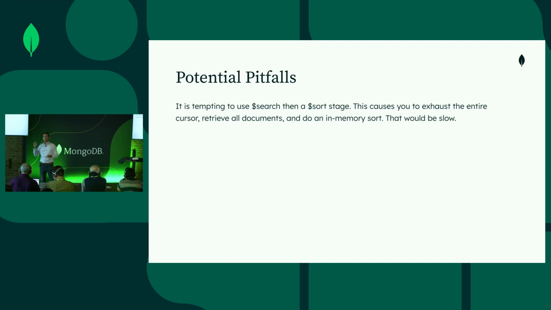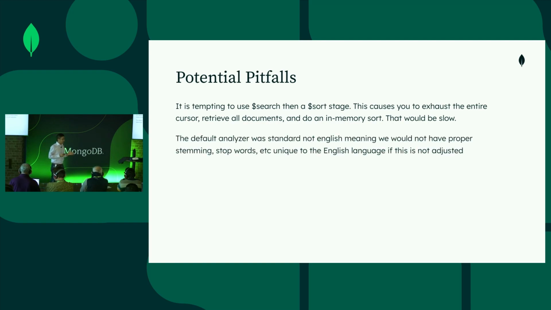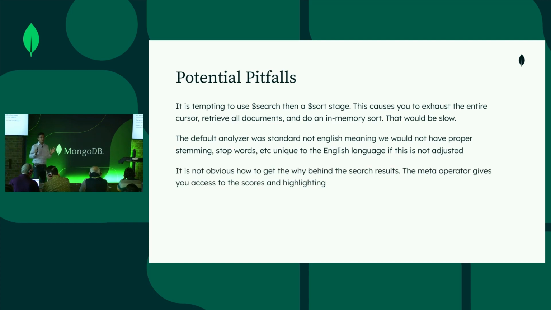Instead, prefer to use the fields that you want to search on in your search index, and then use score to sort that. The default analyzer, if you prefer a different language, use that. There are lots of spoken and written language analyzers there, say English, Spanish, Hindi, whichever you prefer, so you can use that. And finally, if you want to present why the search is how it is, highlights and search operators are pretty useful for that.